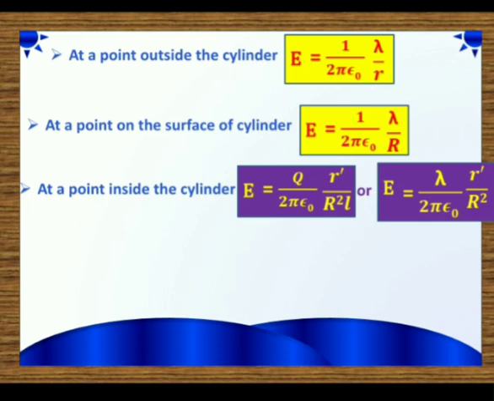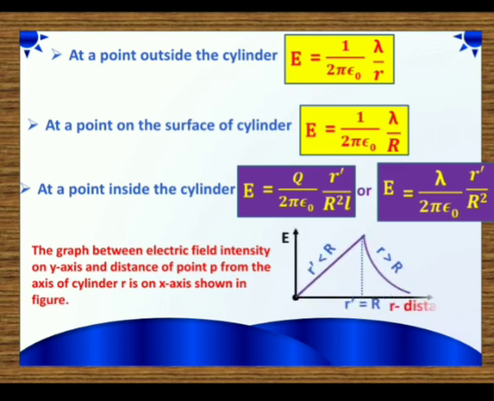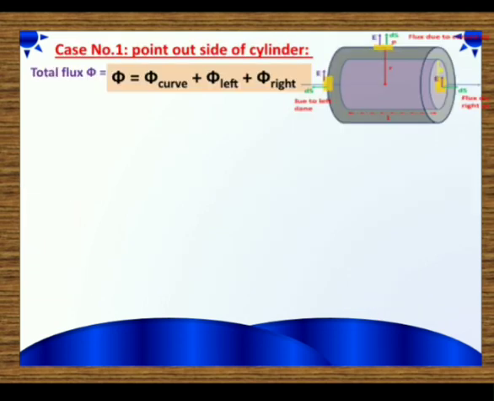Right? If I draw a graph between electric field intensity on y axis and corresponding distance on x axis, it looks like this. For inside it is proportional to r, outside it is inversely proportional to r. That is why this is the graph which I will get.